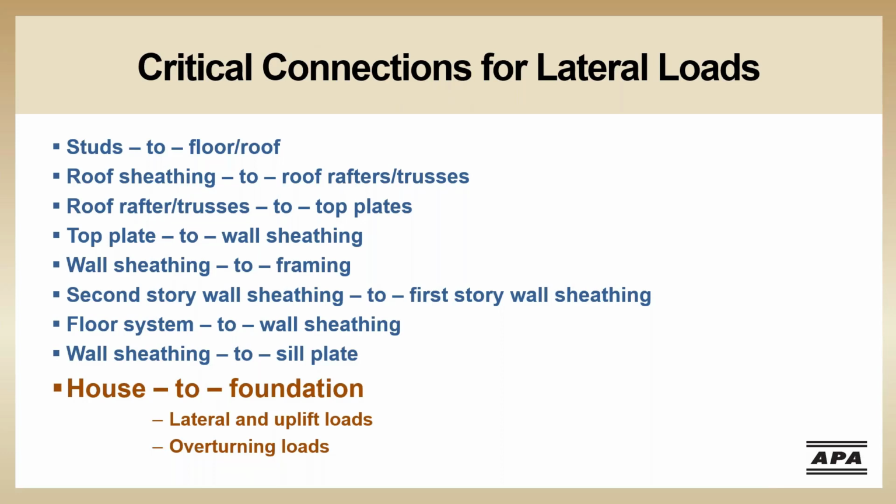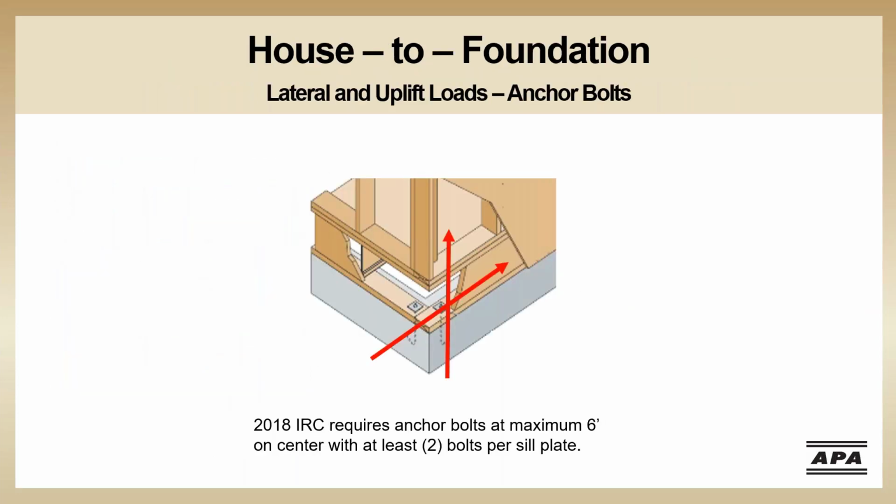The final connection in the lateral load path is the connection between the house and the foundation. We will look at how the uplift and lateral loads make this transition. The lateral and uplift loads move from the sill plate into the foundation through the anchor bolts. Anchor bolts are transferring the entire wind load applied to the house into the foundation. Insufficient anchorage resulting in a connection failure at this location is another common observation after high wind events.